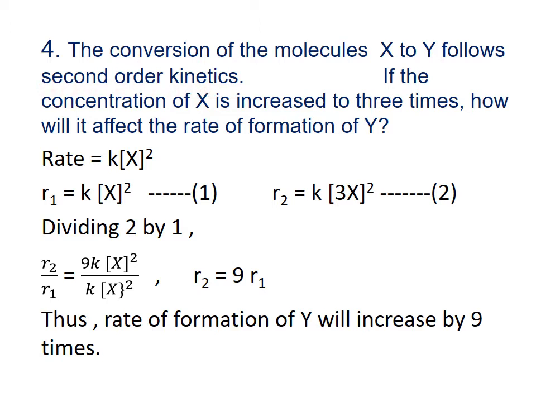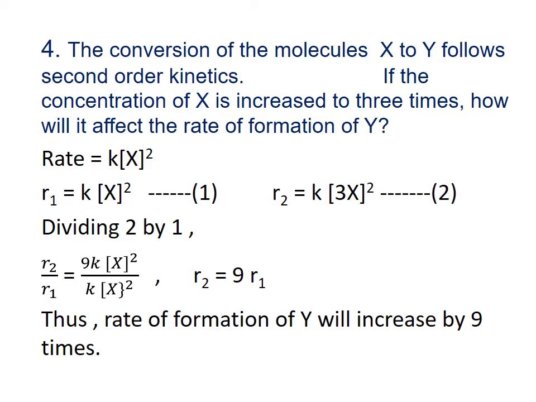So we can write the rate law expression like this: rate is equal to k into x square. In X to Y, X is the reactant, so we can write k into x square. Why here square? Why is the power of x 2? Because the reaction X to Y follows second order kinetics, so the power is 2. Then we can write R1 equal to kx square.